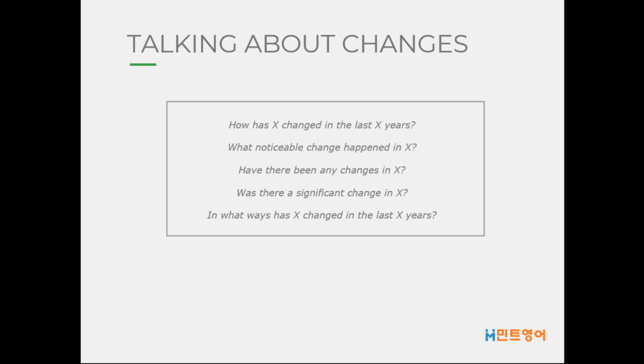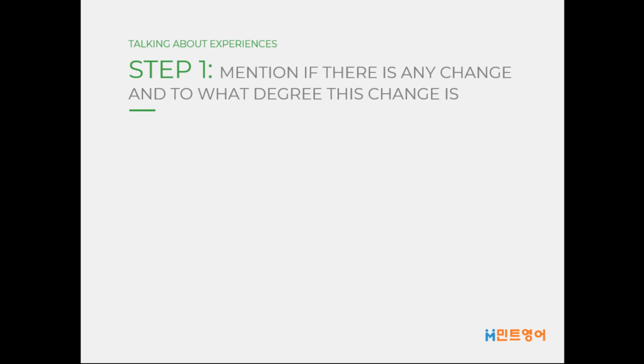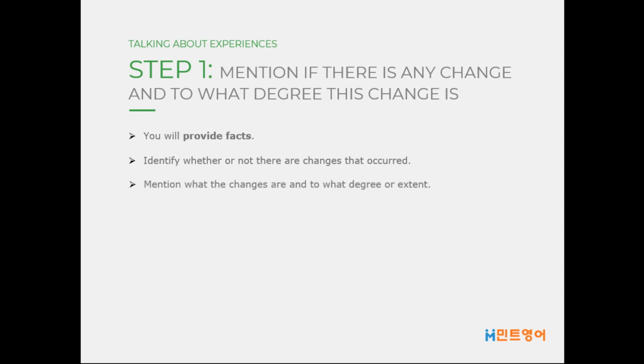Here are some examples of questions under this category. You are not going to use the PRE structure since there is no need to give reasons. Instead, you will provide facts. The first step is to identify whether or not there are changes that occurred. If there are no changes, say it directly. But if there are, mention what the changes are and to what degree or extent these changes are.